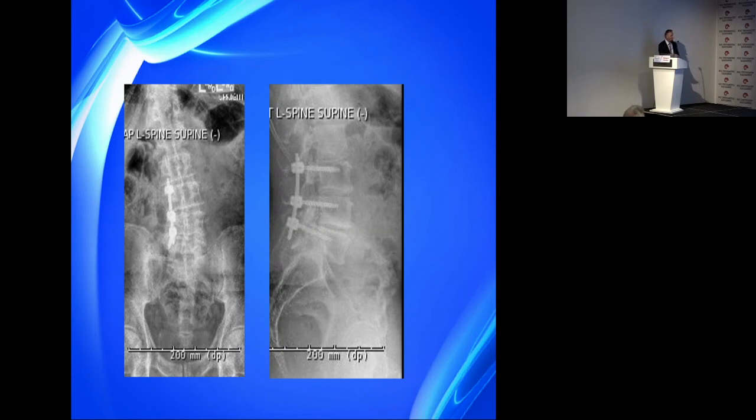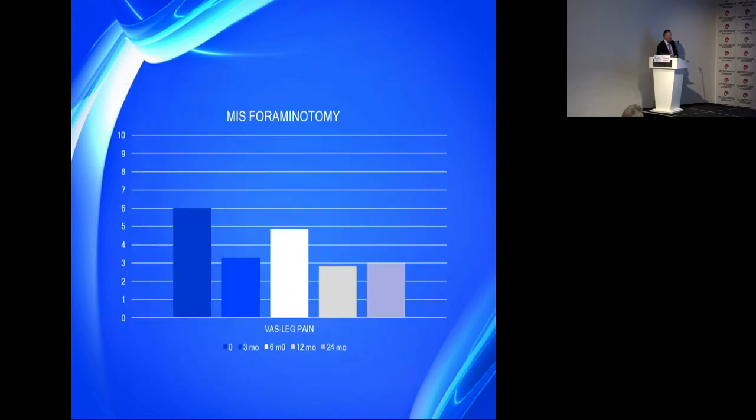What I do when I'm doing foraminotomies in these individuals, I always put in this unilateral instrumentation. It keeps it from collapsing down, because as soon as I do a foraminotomy on the concave side of the scoliosis, they collapse right down and pinch the nerve again. So I'm not actually doing a fusion here. I'm just using it to keep the foramen open. I've had really good results with that.